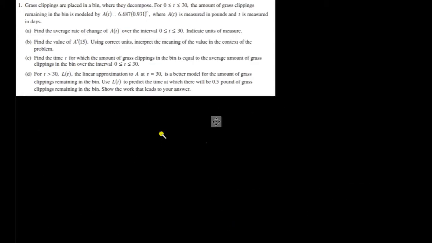For part D, for t is greater than 30, L of t, the linear approximation to a at t equals 30, is a better model for the amount of grass clippings remaining in the bin. Use L of t to predict the time at which there will be half a pound of grass clippings remaining in the bin. Show the work that leads to your answer. Alright, so this is like a two-part question, right? First, we need to find what L of t is, and then we need to use it to find out when there's going to be half a pound of grass clippings left.